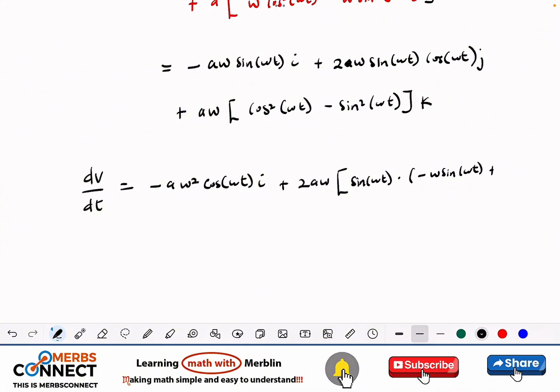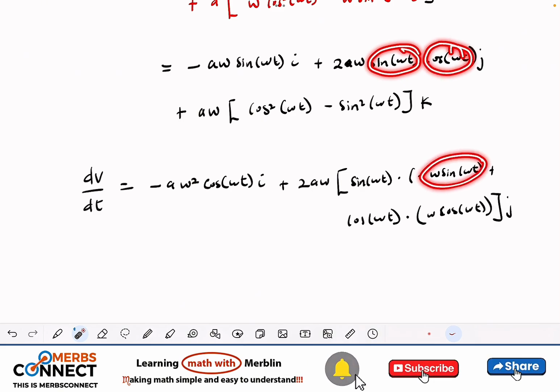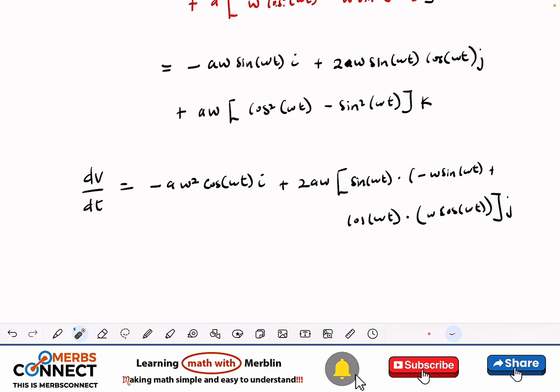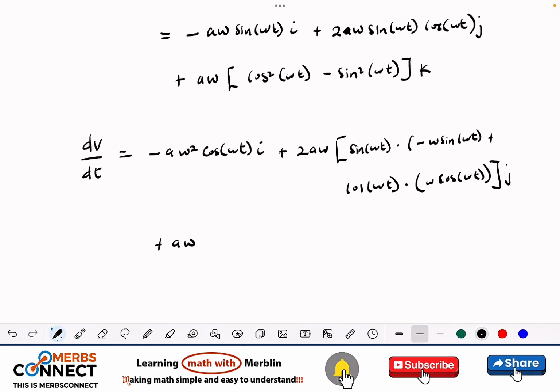Then plus, when I maintain cos omega t and differentiate sine, I'm going to have omega cos omega t. This is a lot with j, right? So I was just doing the one that I use a b to do it. So I maintain this, differentiate cos, I'll have this. Then now maintain cos and differentiate sine, I'll get that. Then plus, I'm not done, plus a omega.